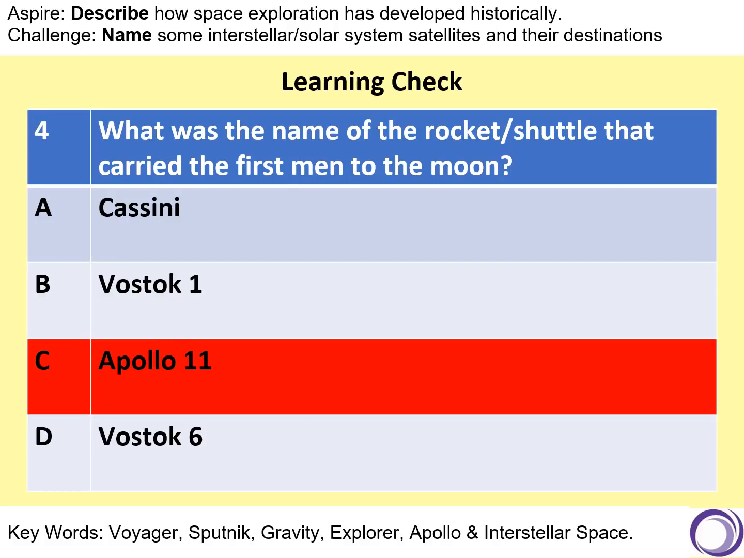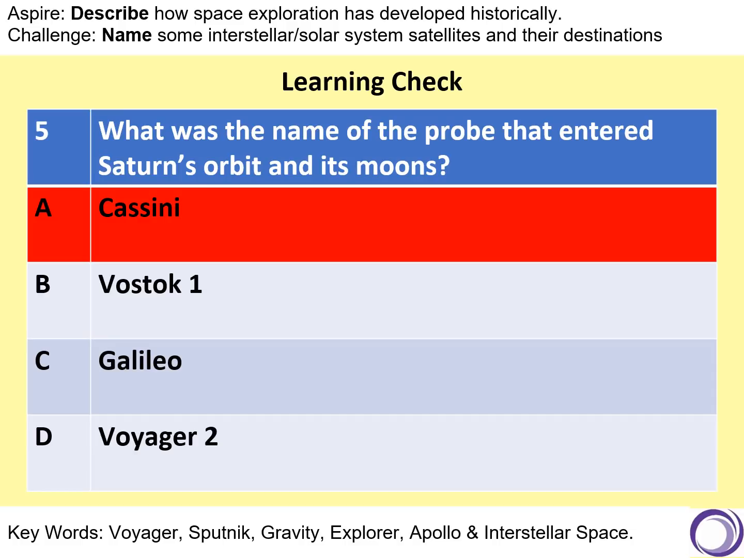Question 4, what was the name of the rocket shuttle that carried the first men to the moon? It was C, Apollo 11. And the answer to question 5, what was the name of the probe that entered Saturn's orbit and its moons? It is A, Cassini. Right, so hopefully you got a minimum of 3 out of 5 there. If you were listening to me very well, if you weren't, then perhaps go back and have a look through those questions.